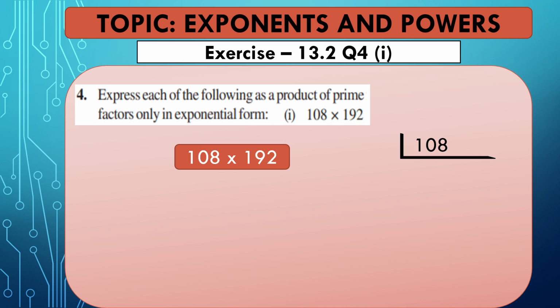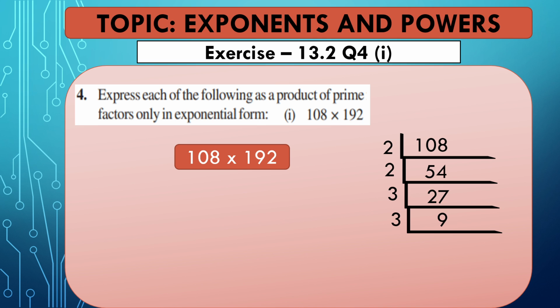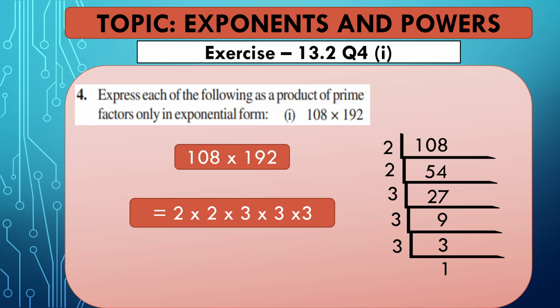Take 2 as the prime factor, you will get 54. Again divide by 2, you will get 27. Now 3 is the prime factor, 3 9s are 27. Again 3 is the prime factor, 3 3s are 9. Again 3 is the prime factor, 3 1s are 3. Now write down all the prime factors: 2 into 2 into 3 into 3 into 3.